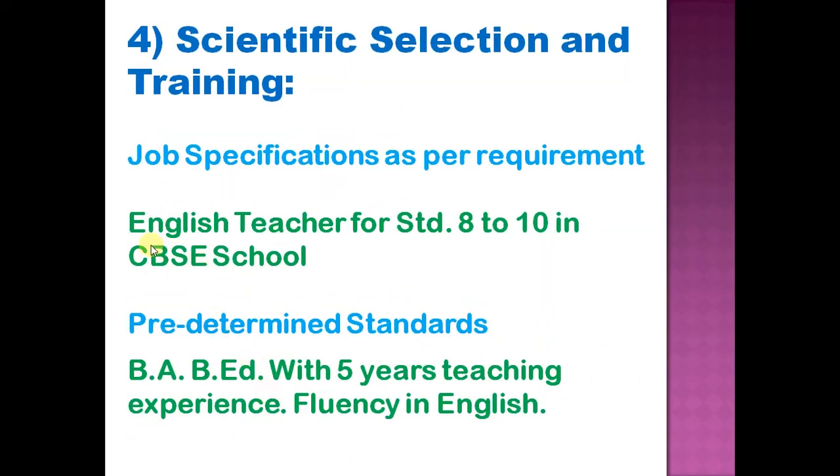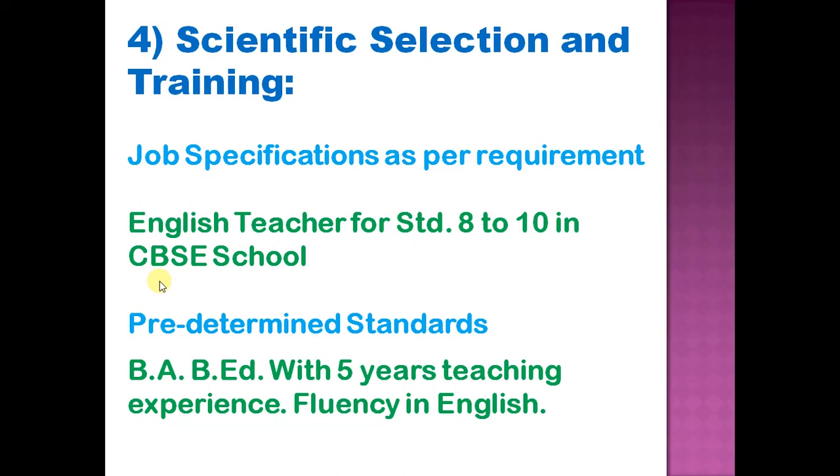See, I will give you an example. Job specification as per the requirement: English teacher for standard 8 to 10 in a CBSE school. This is nothing but the job specification. We are specifying and describing the job. Which teacher do we want? We want an English teacher. For which standards? 8 to 10. And the syllabus is of the CBSE board. So this is called a job specification.